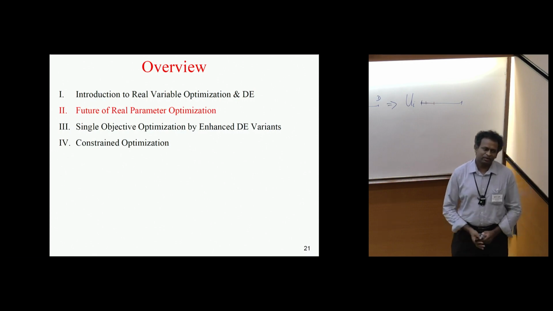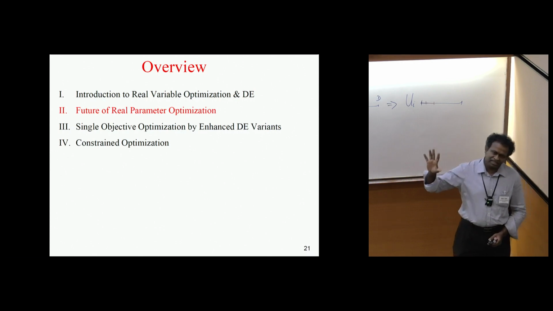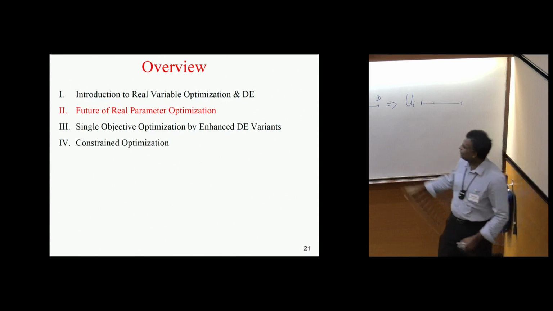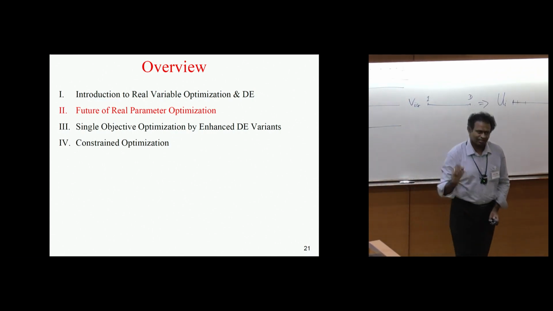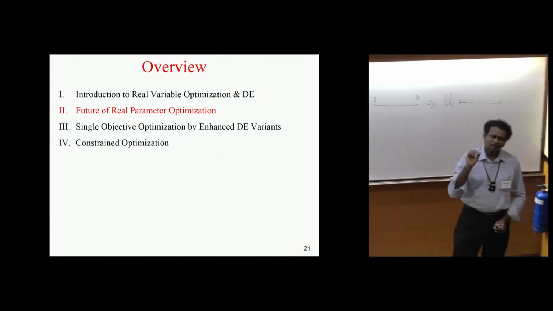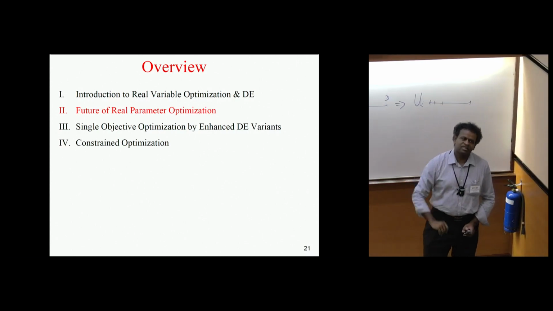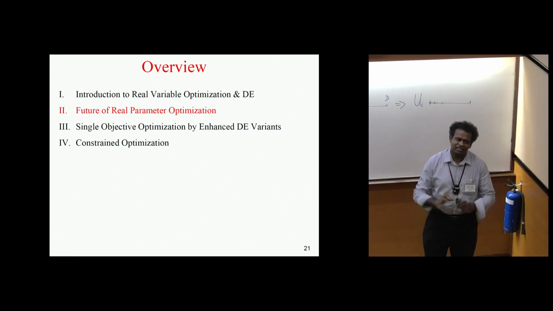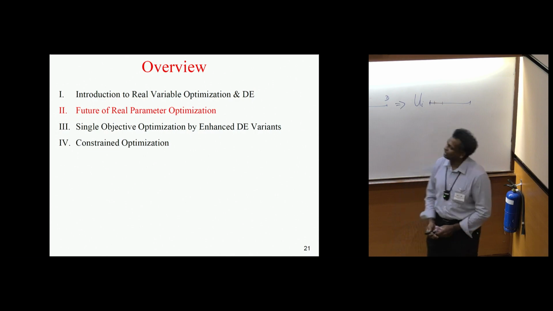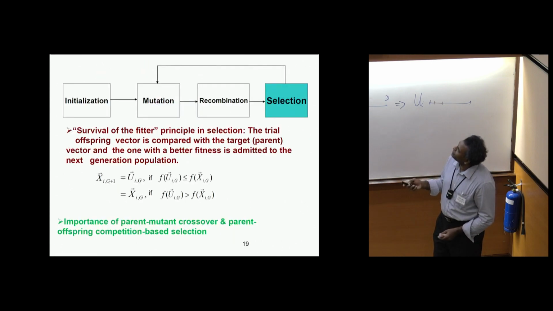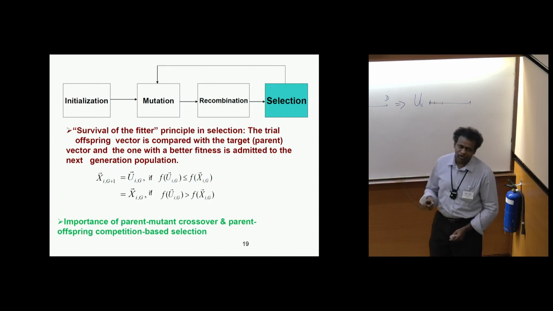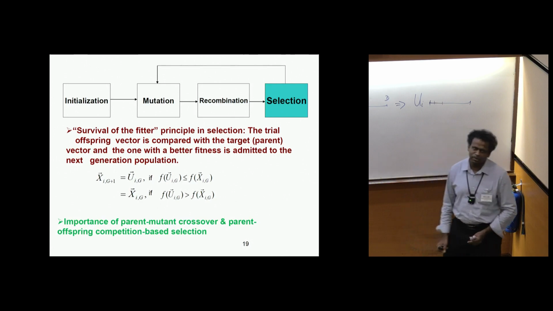By using that rule, you make sure that every number in this matrix will be different in the early stages. They will become similar only at the convergence, at the end of the search. Otherwise they are all different. So that is why you allow only one of them, and we do the competition between parent and offspring.